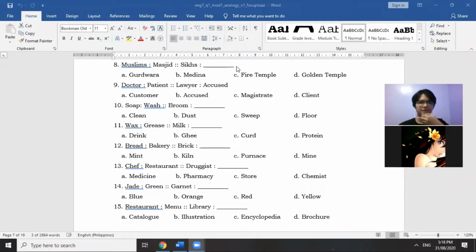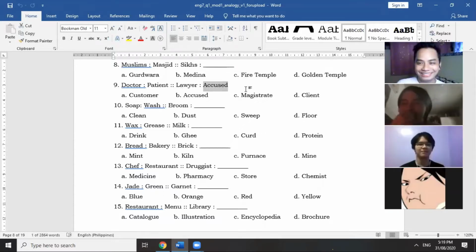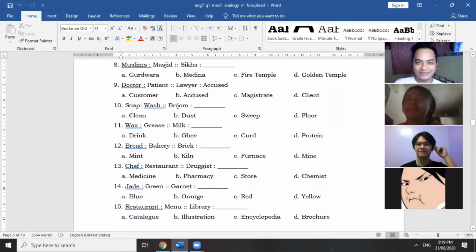Okay, so applying that relationship to the following pair, lawyer and accused. Oh, there's already an answer here. This should be underlined. There should be an editing to be made. I don't know if they will be able to edit that. But at least we now found out. Okay, thank you for that, Dave Russell.